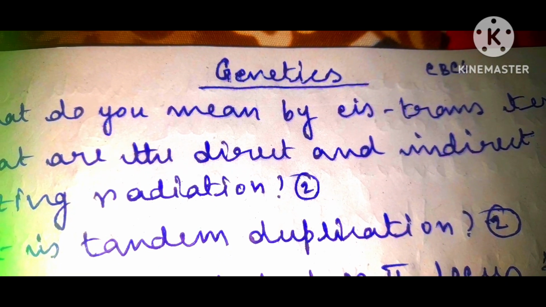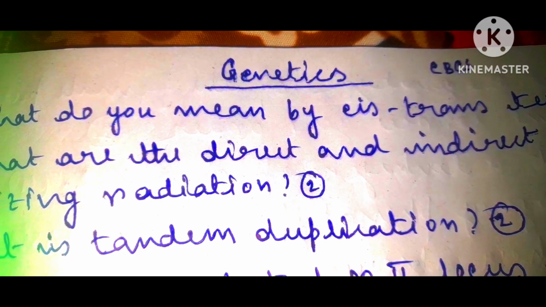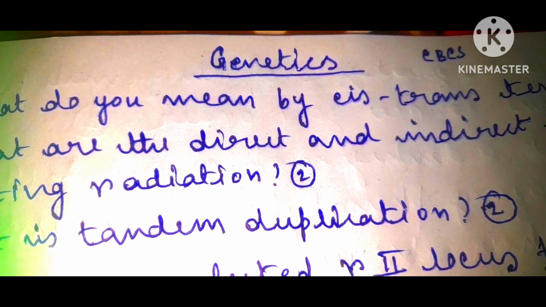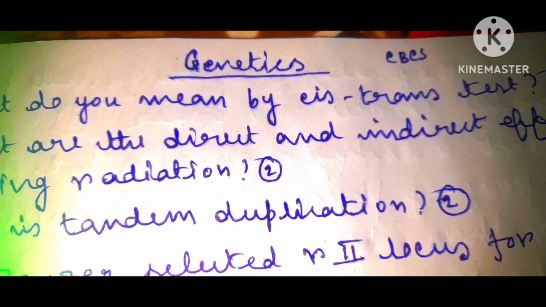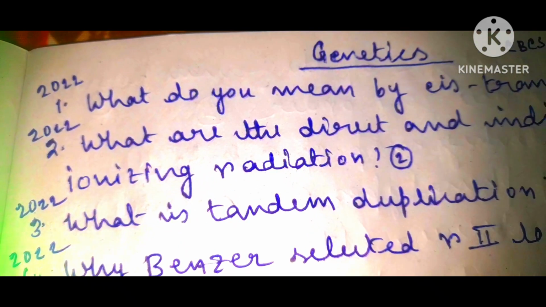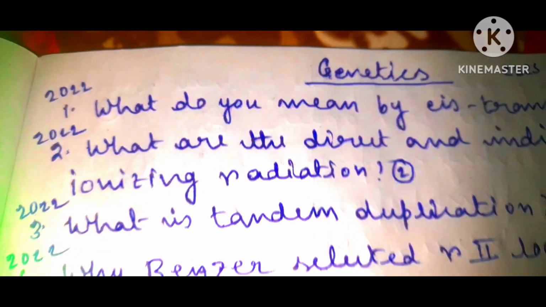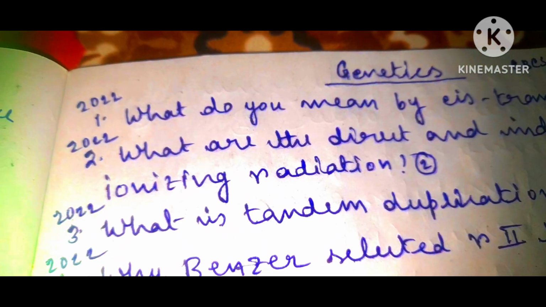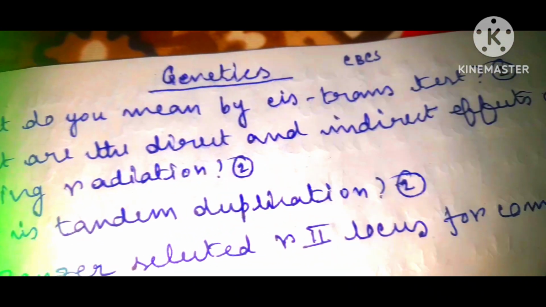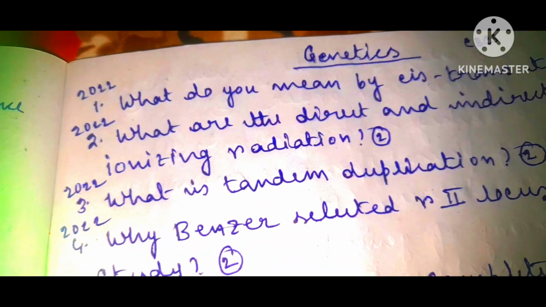Today I am going to discuss with you about paper genetics for your upcoming semester 3 exam. This question is from CBCS curriculum year 2022 under University of Calcutta. Now let's start. What do you mean by cis-trans test carrying 2 marks?